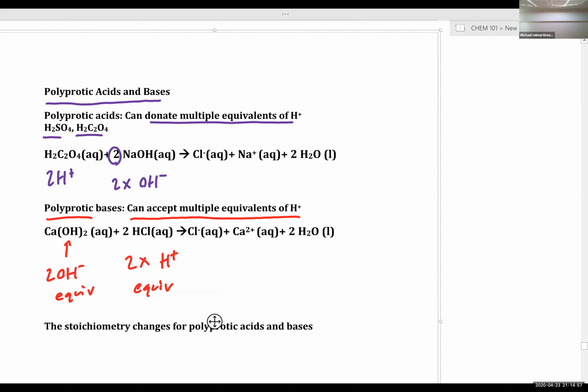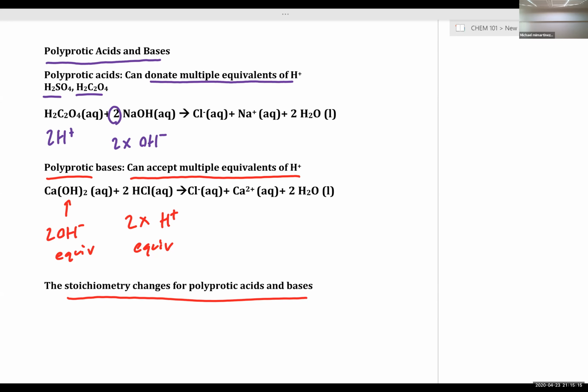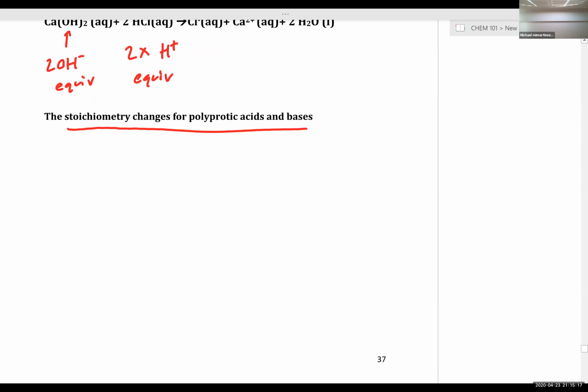Now, the key feature of this whole idea of polyprotic acids and bases is that the stoichiometry changes. This is why you can't use M1V1 and just call it a day. That's why I've always been drawing out that stoichiometric ratio, because it's critical. Okay.